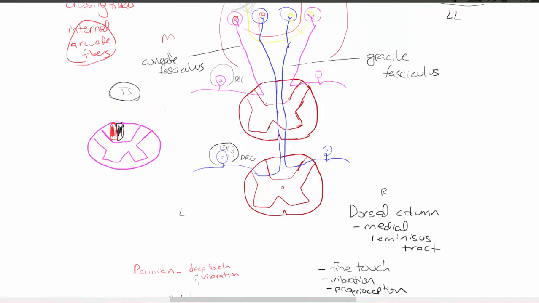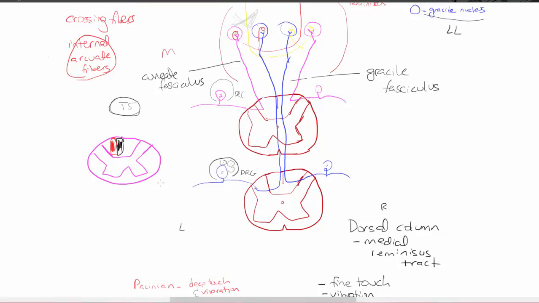The dorsal column tract sort of has two segments that you need to know. One for the lower limbs and one for the upper limbs. The axons in this tract, just like the spinothalamic tract, are pseudo-unipolar, which means the axon has two parts, one for the periphery and one for the central nervous system. Because this is a tract involved with sensation, it's going to enter from the dorsal horn. Remember, the dorsal horn is for sensory and ventral horn for motor.